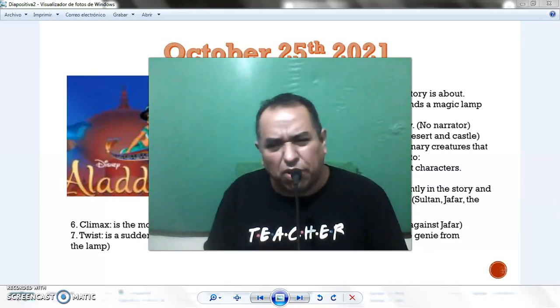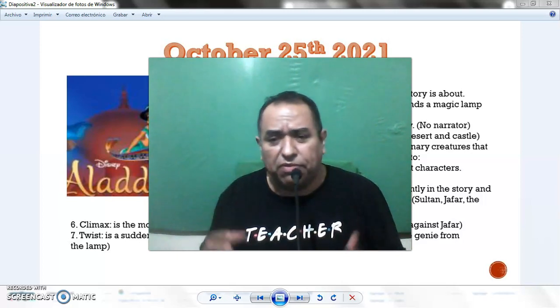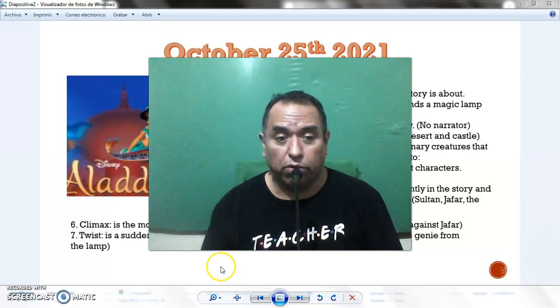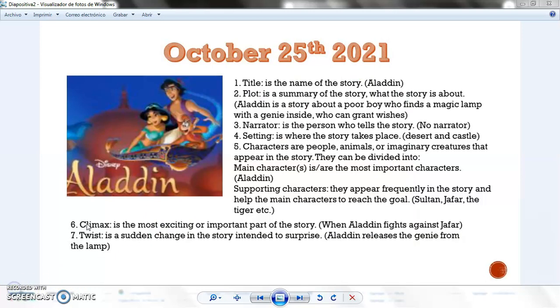Then we have supporting characters. They appear frequently in the story and help the main characters to reach the goal. In this case, Aladdin wanted to get a fortune that he can offer to the princess. Well, here we have some examples: Sultan, Jafar, the tiger, etc.